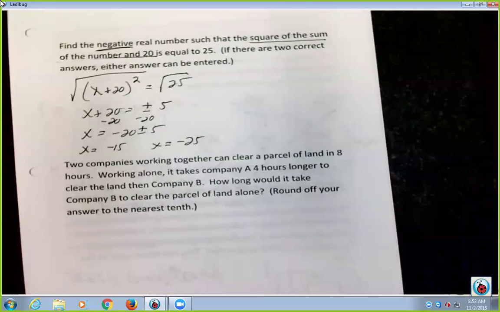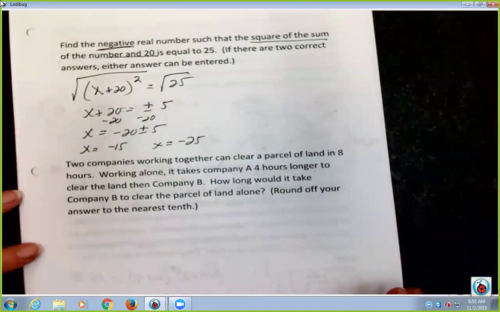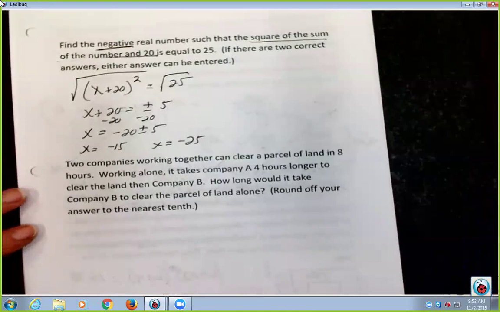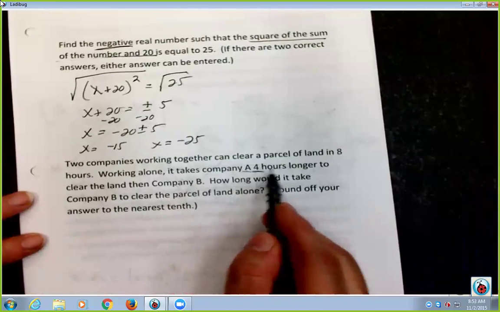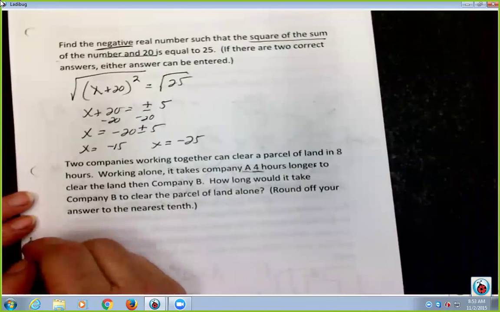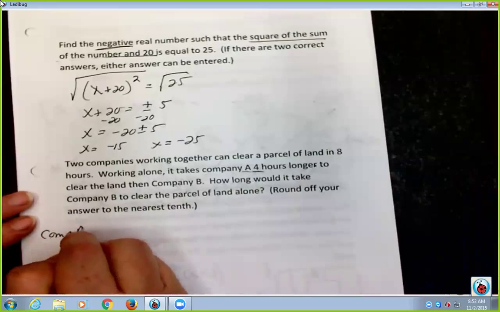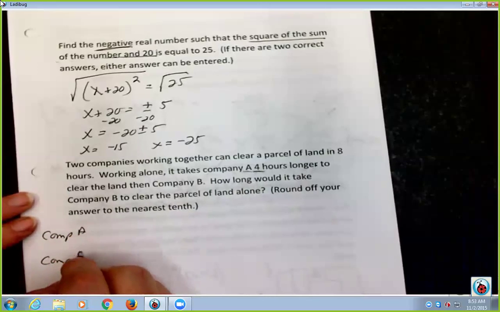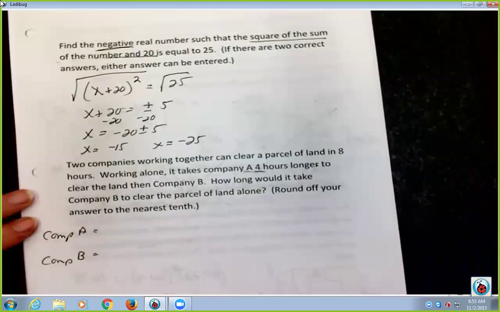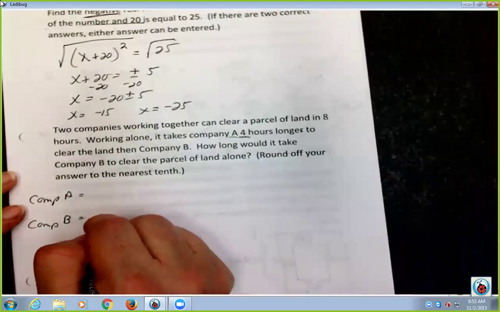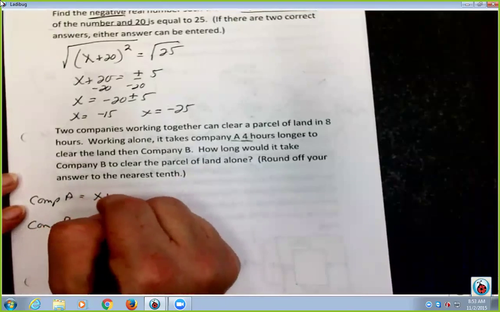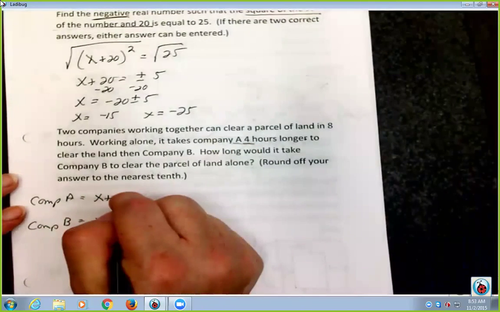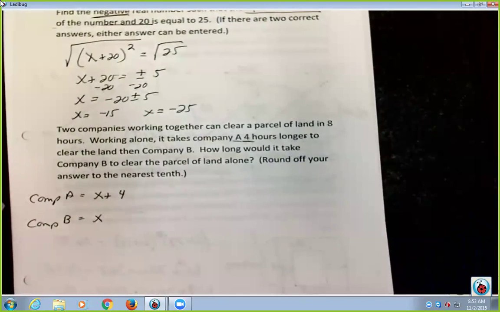Next one. Two companies working together can clear a parcel of land in 8 hours. Working alone, it takes company A 4 hours longer to clear the land than company B. So what do we know? Well, it takes company B x hours. It takes company A x plus 4 hours, because it's 4 hours longer.